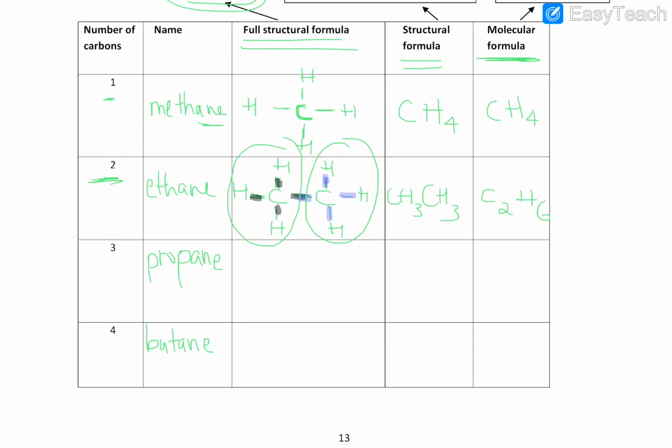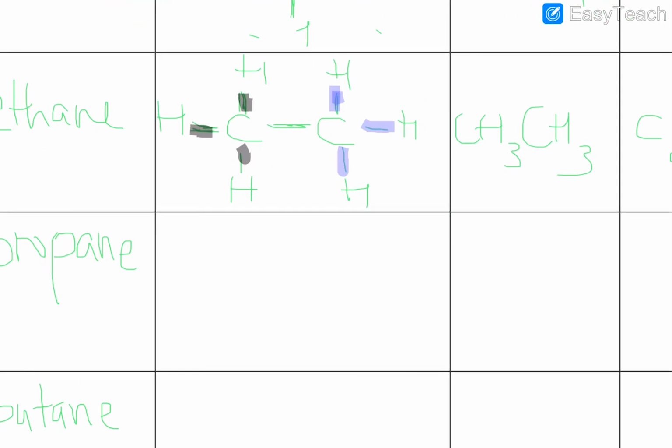Let's see propane now. Propane has 3 carbons. So let's have our 3 carbons: 1, 2, 3, all single bonds because they're alkanes. And then we'll fill everything with hydrogen. This carbon needs to form 3 more bonds: 1, 2, 3. This one is already forming 2 bonds, 1 bond here and 1 bond here, so we'll add 2 more. This one is forming 1 bond, so we'll add 3 more. And then we fill with H everywhere. So that's propane.